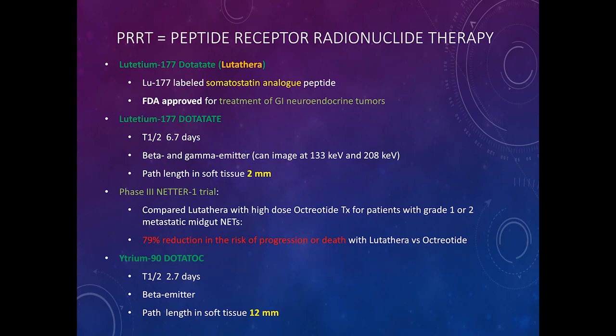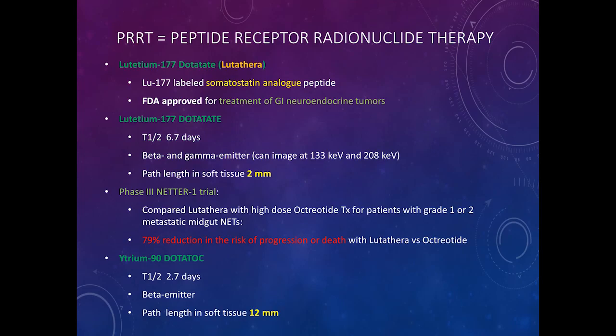There is also the option of DOTATOC, which is a similar substance, to be labeled with yttrium-90. It's in the research. I don't think it's actually FDA approved for overall use in treatment. You have to understand advantages and disadvantages of different radionuclides attached to the ligands.